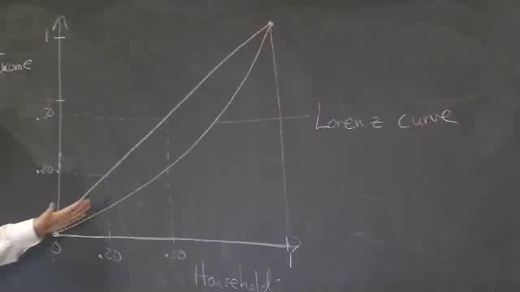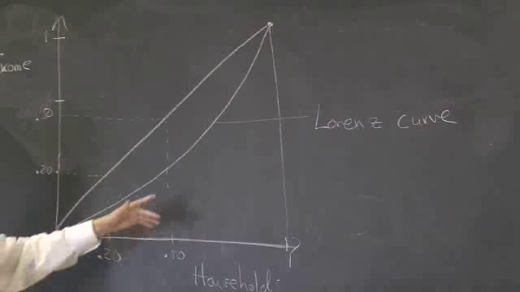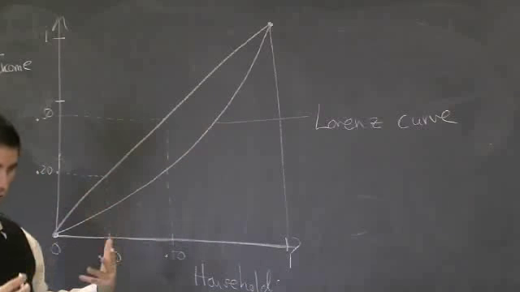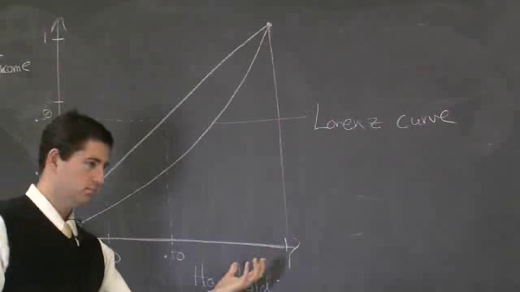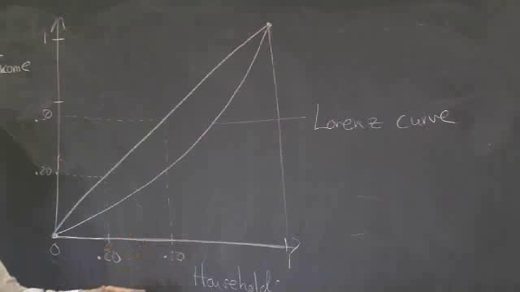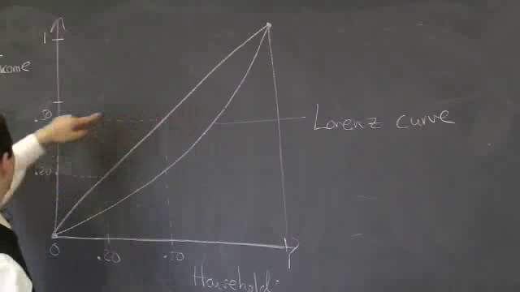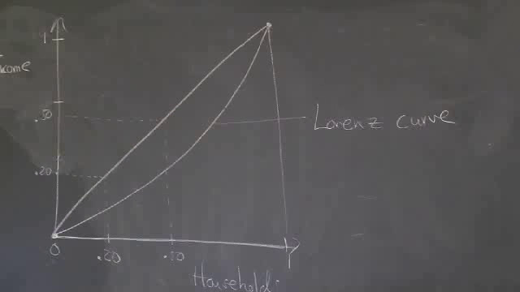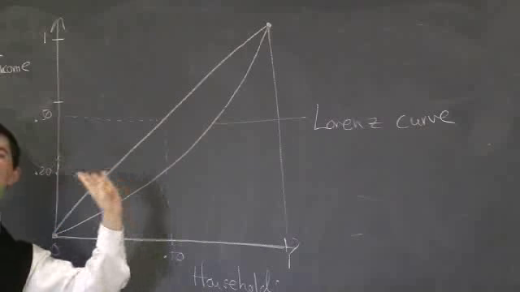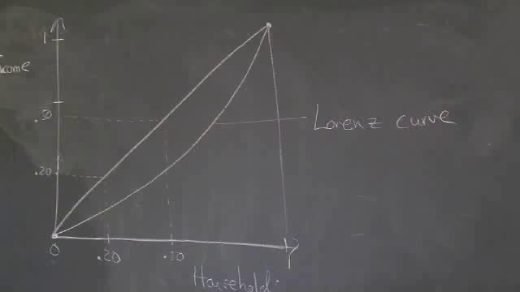Okay, so this is supposed to tell you, if you want to know how much of the income is controlled by a certain percentage of the households, you just go to that point on the curve and then say, okay, that's how much of the income they have. I'm not trying to draw this realistically based on any given country, just some version of the curve.